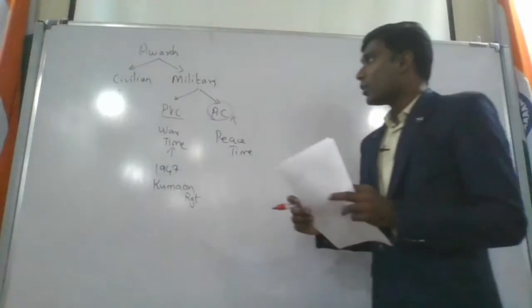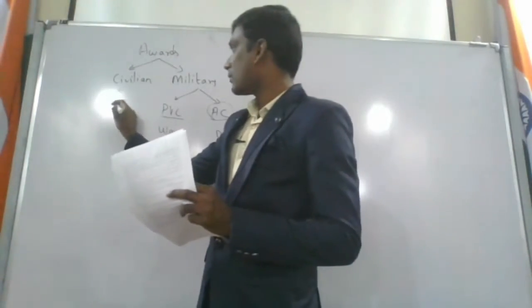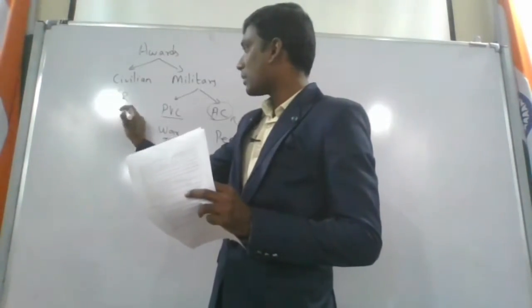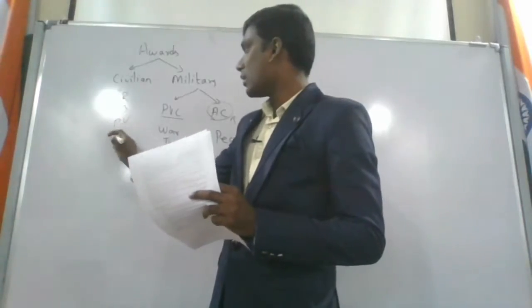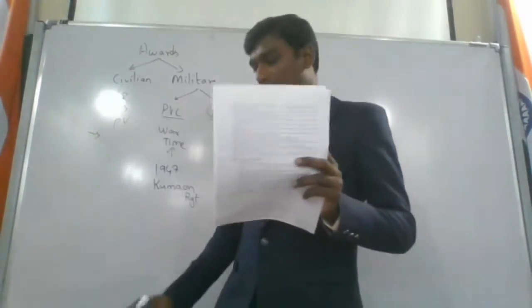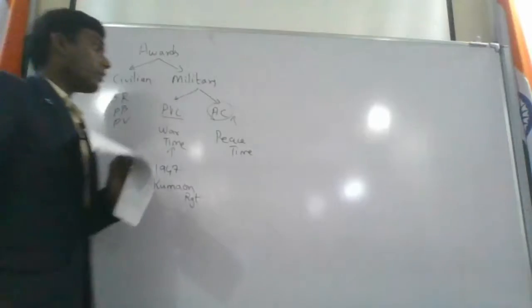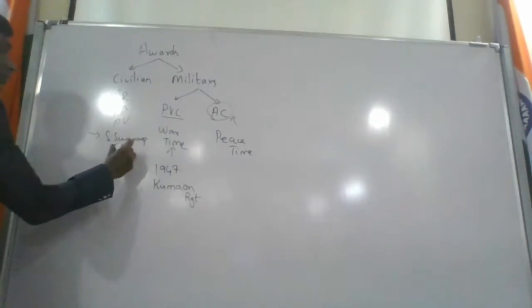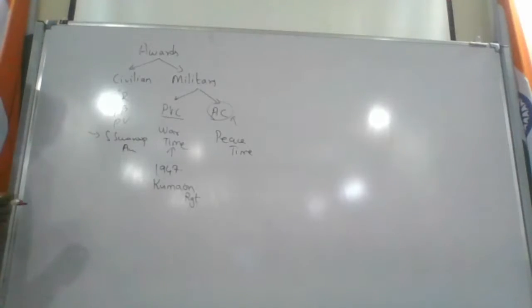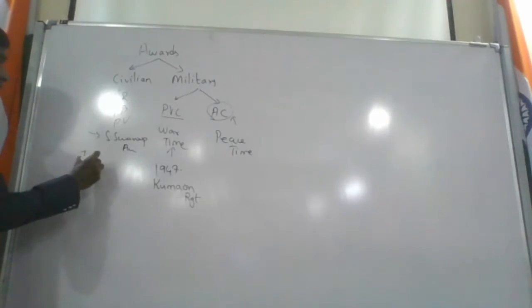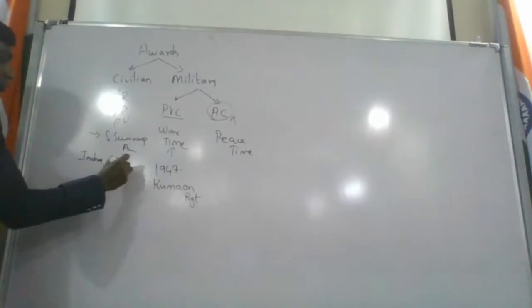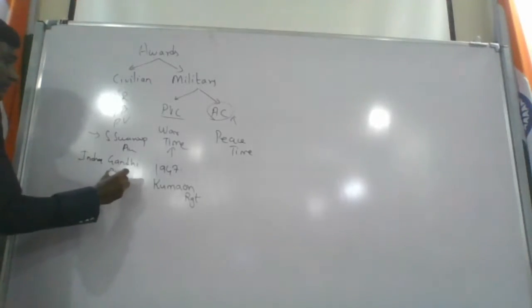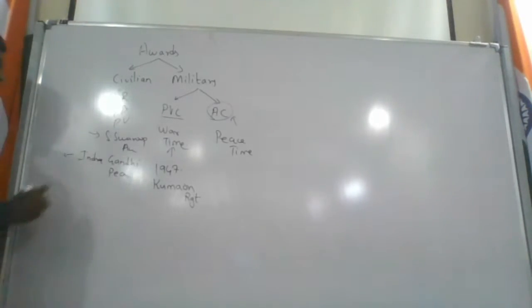And in civilian awards, you have the highest award, that is Bharat Ratna. Then you have Padma Bhushan, Padma Vibhushan, then the scientist award, Shanti Swarup Bhatnagar. This is an award given for scientists. Then you have the Indira Gandhi Peace Prize. Many of you don't know this. A few years back, Dr. Manmohan Singh won it.